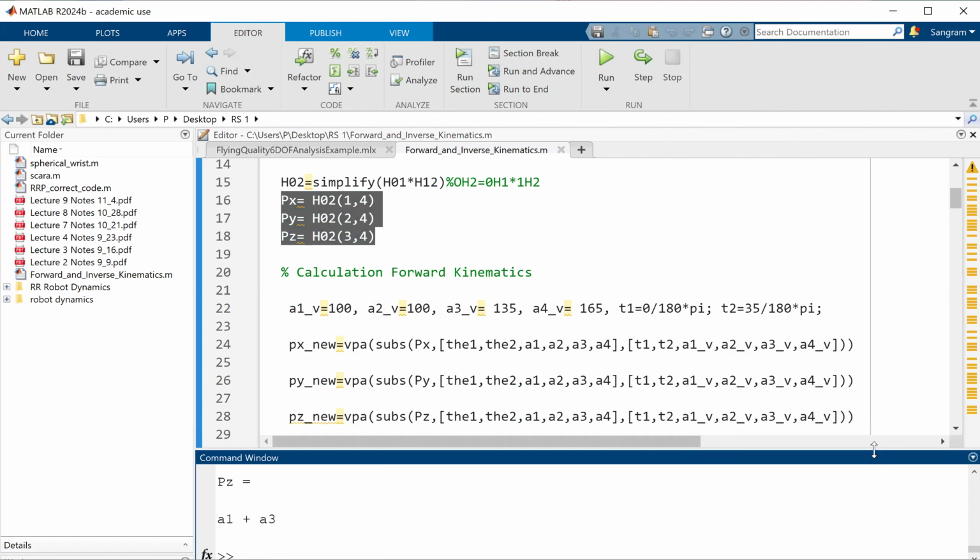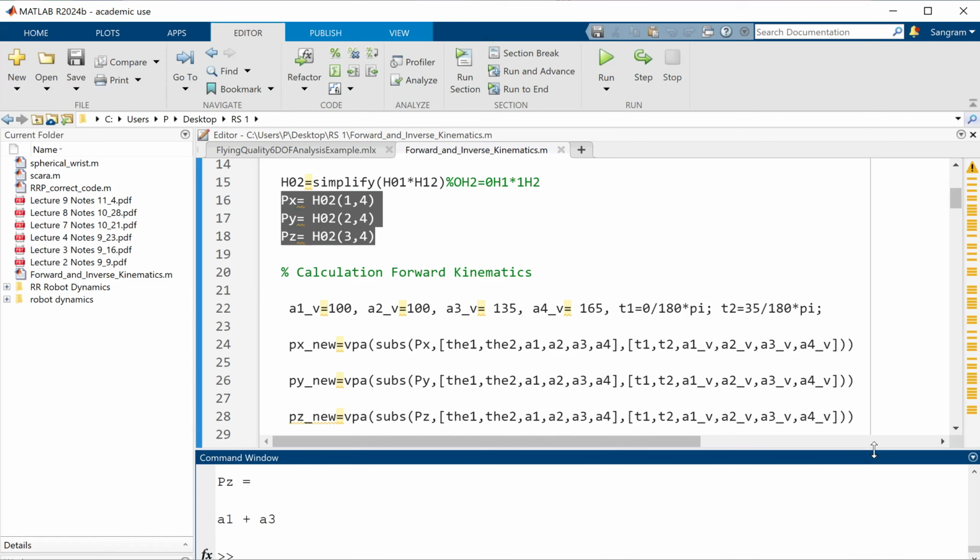I give you theta 1 is equal to 0 and theta 2 is equal to 35. MATLAB needs angles in radians, so I have converted those angles into radians. What I'm going to do is use something called the subs command. Subs stands for substitution. When you use the subs command, it will substitute theta 1, theta 2, A1, A2, A3, A4 by these values T1, T2, A1, A2, A3, A4.